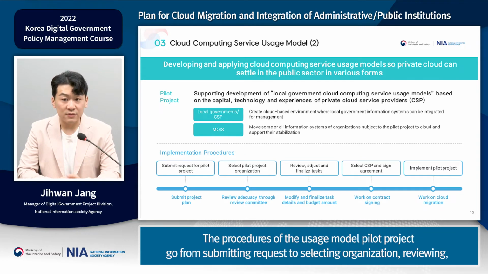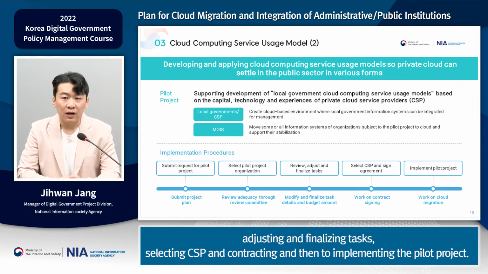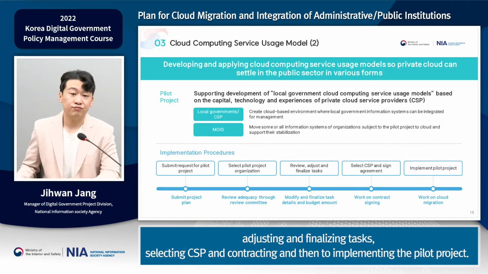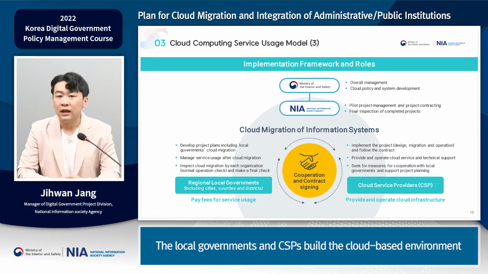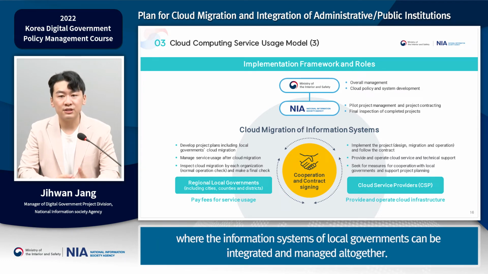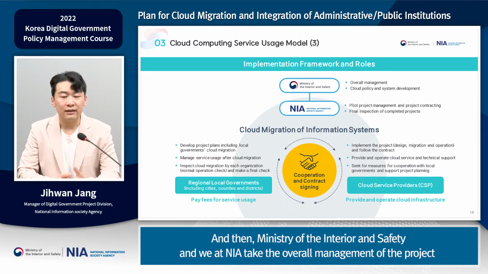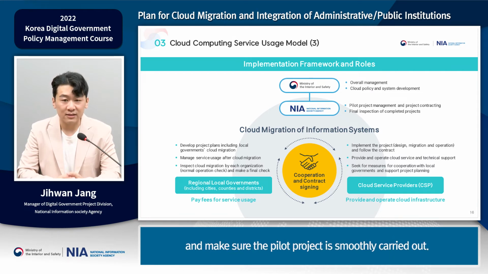The procedures of the usage model pilot project go from submitting requests to selecting organization, reviewing, adjusting, and finalizing tests, selecting CSP and contracting, and then to implementing the pilot project. If we look into the roles of each stakeholder, the local governments and CSPs build a cloud-based environment where the information systems of local governance can be integrated and managed all together. And then Ministry of the Interior and Safety and we at NIA take the overall management of the project and make sure the pilot project is smoothly carried out.